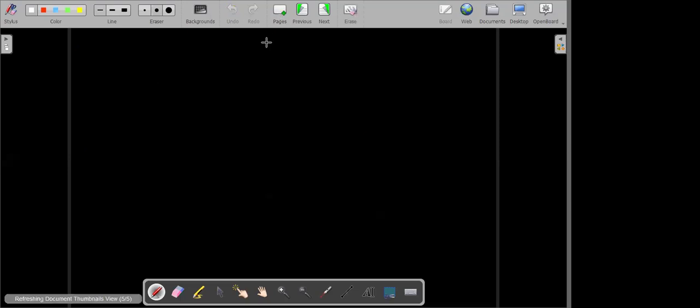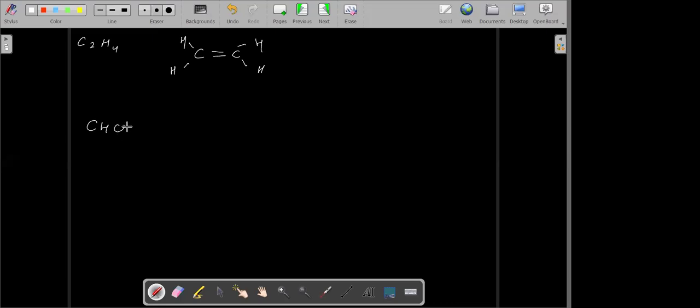If I make an unsaturated hydrocarbon, like C2H4, you can see it will have a C double bond C, and four hydrogen atoms bonded. So we can see the presence of a double bond, and hence it is an unsaturated hydrocarbon. We can also make CHCH or C2H2. C2H2 has a triple bond between the carbon atoms. This is also an unsaturated hydrocarbon.